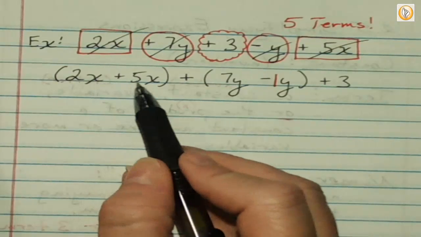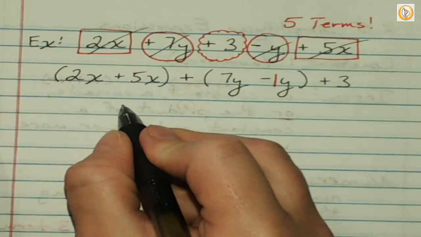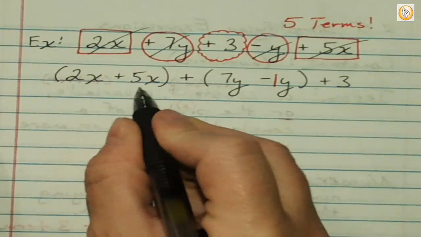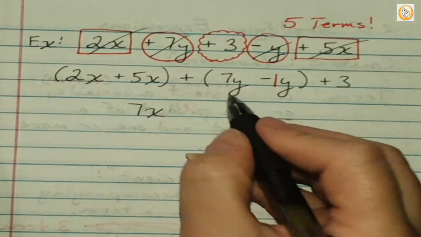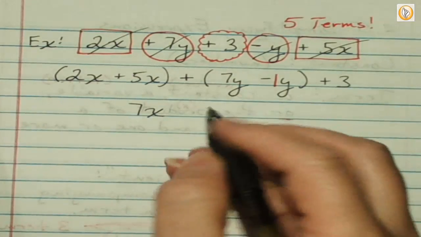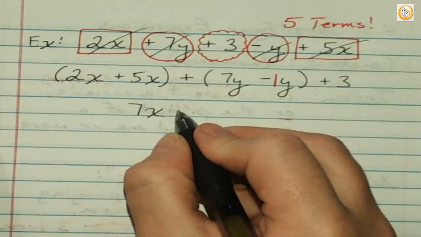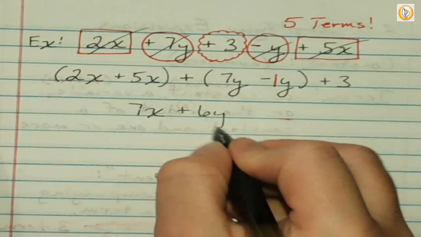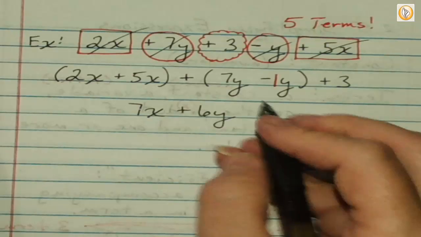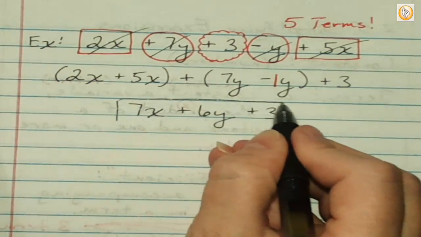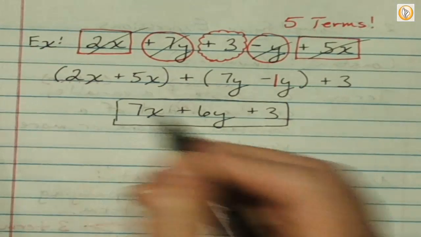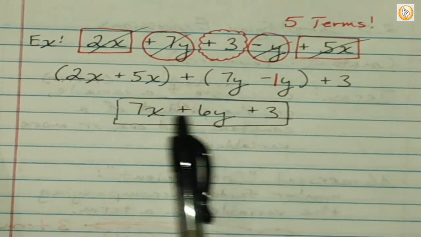All right, so 7y. Tanner, what's 2x plus 5x? 7x. What is 7y minus 1y, Tanner? 6y. And then we can't combine this with anything, so there you go. That is your answer, boys and girls. You don't keep going, because there's no other like term in there.